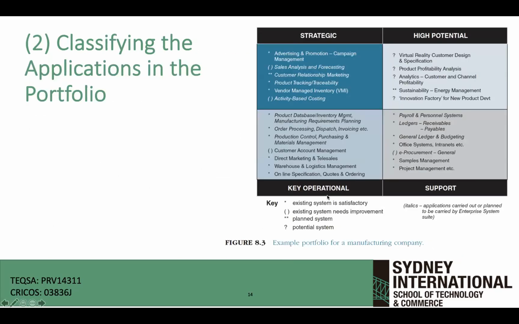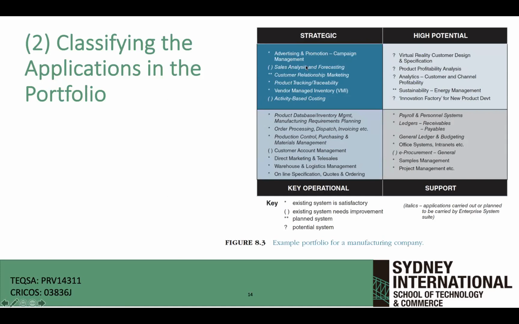If you look, this is an example of a portfolio for a manufacturing company. What are they going to be investing in? Well, they're going to be investing in strategic projects, high potential, key operational, and support projects. Okay, so you look at this asterisk. What is that? This is where their existing system is satisfactory. Advertising and promotion campaign management, that is satisfactory. Okay, great. Parenthesis: existing system needs improvement.